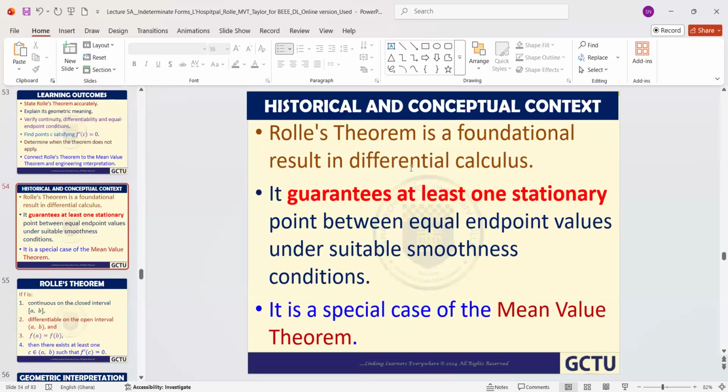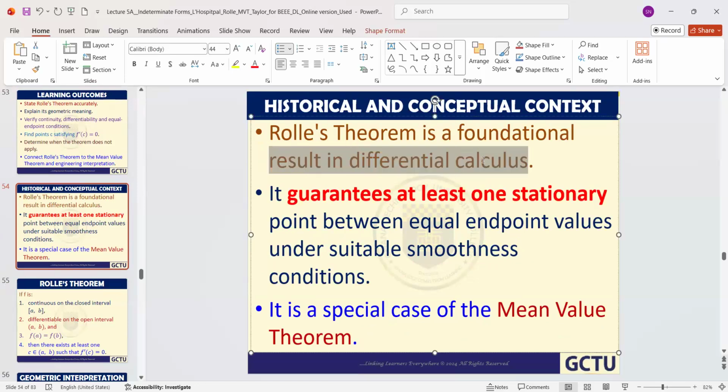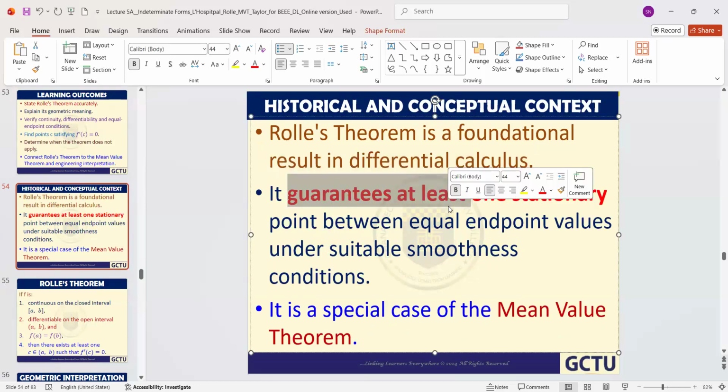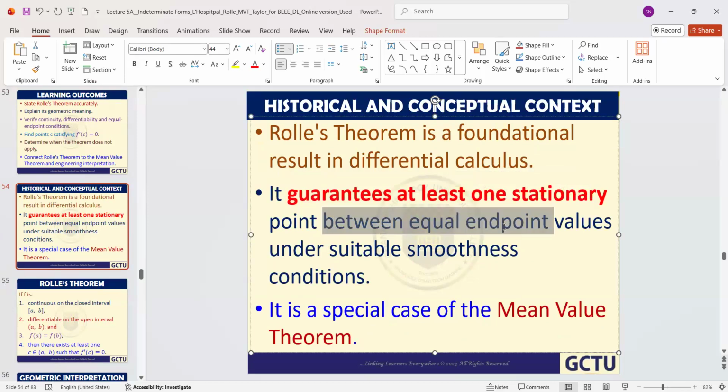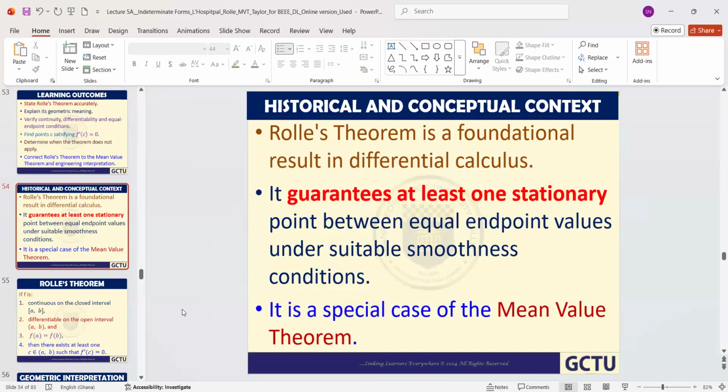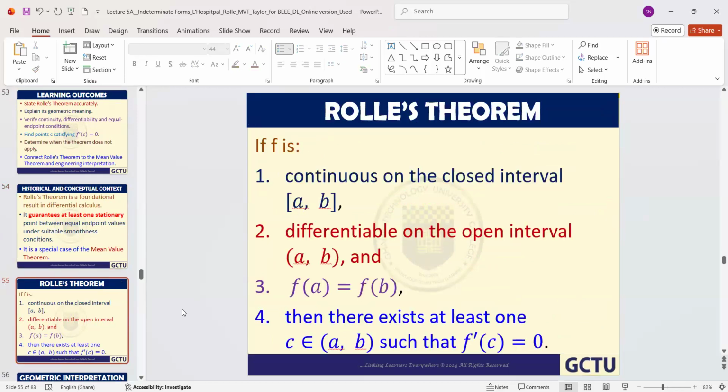So what does Rolle's theorem do? It's actually one of the foundational results in differential calculus. All these things you are learning is because of differentiation. That's why this course is called calculus, so much of differentiation and integration. Now, it guarantees that there is at least one stationary point between some endpoints. And it's also a special case of the mean value theorem. So this is a historical background. Now that is the method, that is the technique, or that is the theorem.